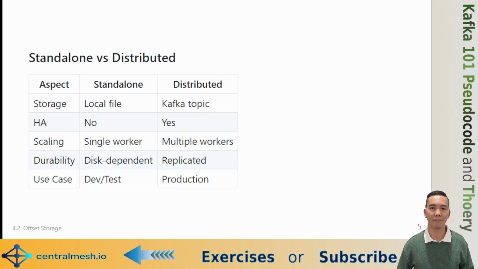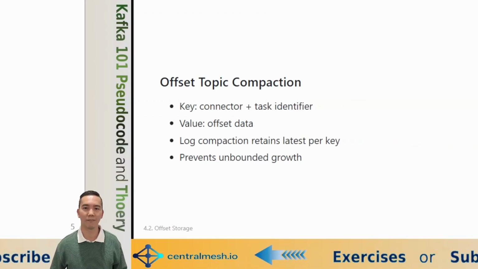Scaling is another major difference. Standalone mode is limited to a single worker, making it suitable for only smaller deployments. Distributed mode supports many workers running together, allowing connectors and tasks to be distributed across the cluster for higher throughput. Finally, consider the intended use cases. Standalone mode is ideal for development, testing, and learning. Distributed mode is designed for production environments where reliability, scalability, and fault tolerance are essential.